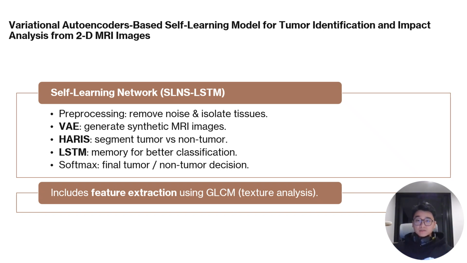In this paper, the proposed method is a self-learning network. It begins with preprocessing, followed by a variational autoencoder to generate extra MR images, and then segmentation with the Harris algorithm, then LSTM blocks that lock the memory to help the model remember past classifications, and finally the softmax layer that makes tumor or non-tumor predictions. They also use the GLCM texture feature for better segmentation. This detailed breakdown allows others to understand and rebuild the system if they want to.